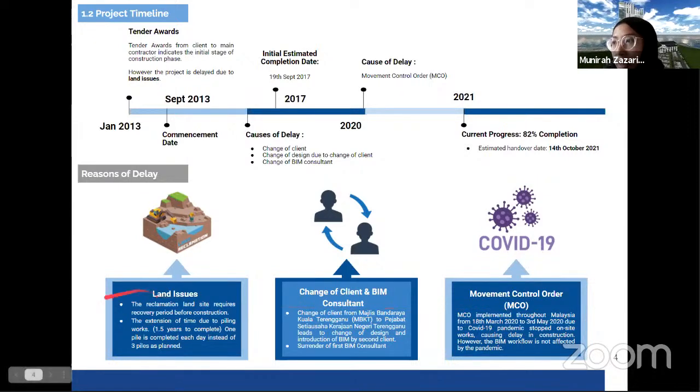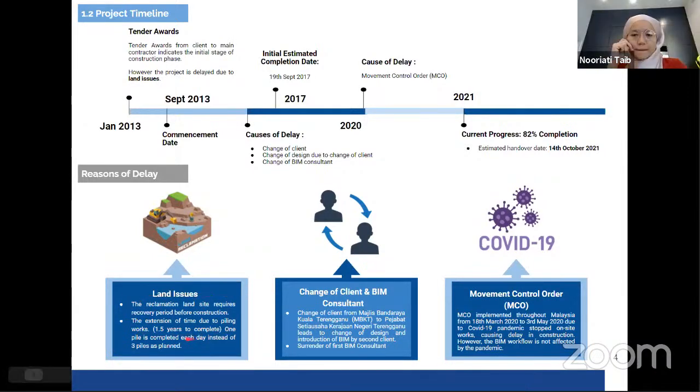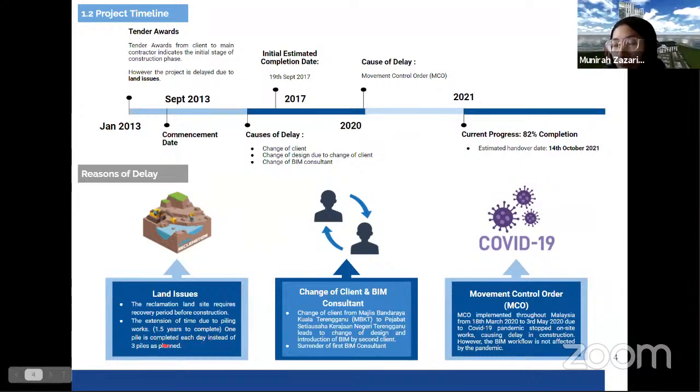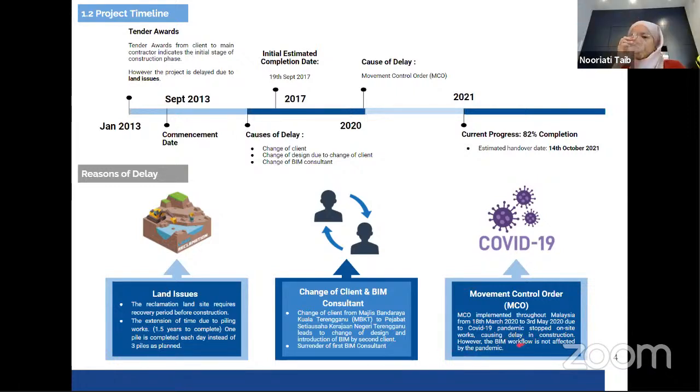Since it's built on reclaimed land, the site had to go through a recovery period. The EOT happened due to the piling that took a year and a half to complete. Supposedly 3 piles are to be completed in a day, but in this case, only 1 was built every day. The MCO also affected the project timeline as construction stopped during lockdown. However, this didn't affect the BIM workflow. And currently, the project is at about 82% completion and is expected to be handed over in October of this year.